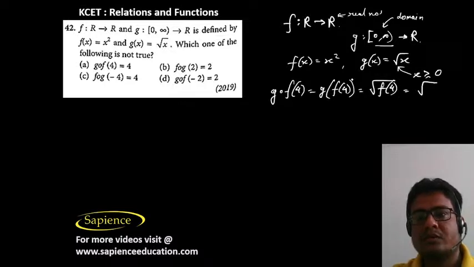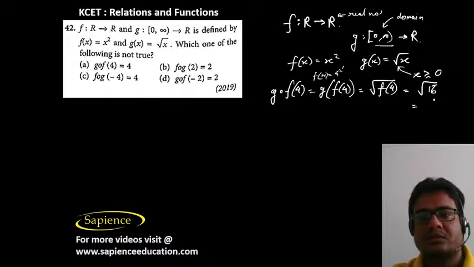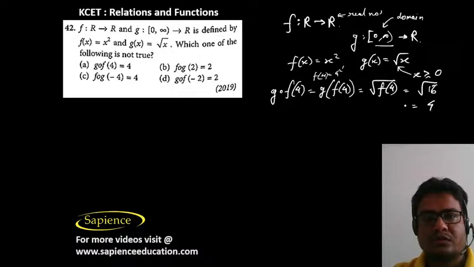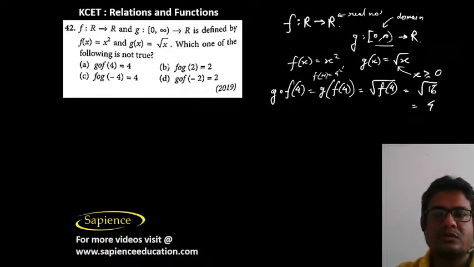Now f of 4 is equal to 4 square, which is 16. So root over 16 is 4. So g of f of 4 is 4. Here it is asked which one of the following is not true. The first one is true, so option A is not the answer.